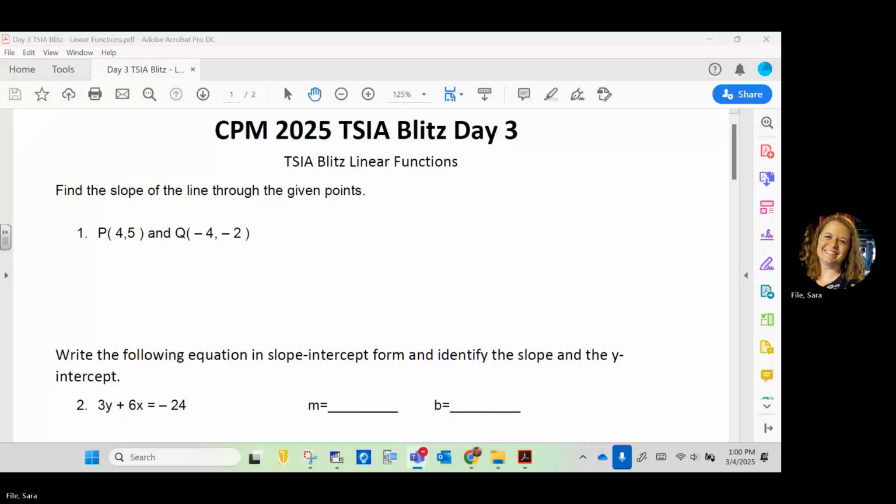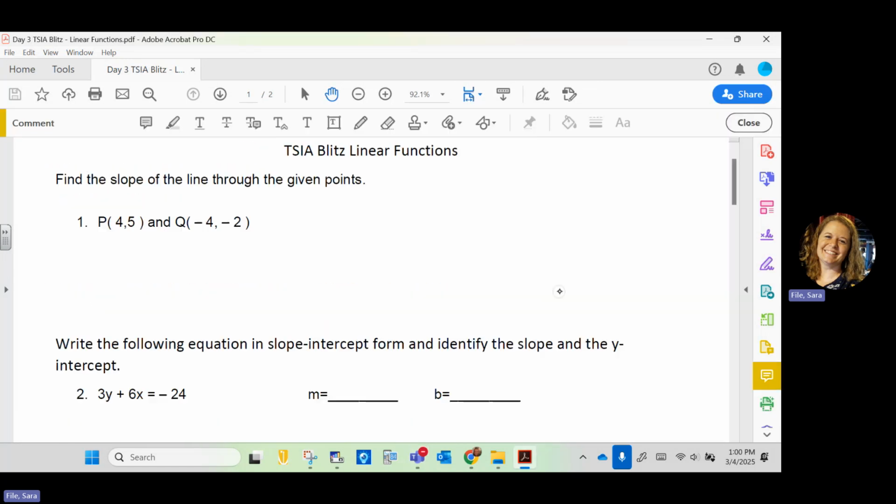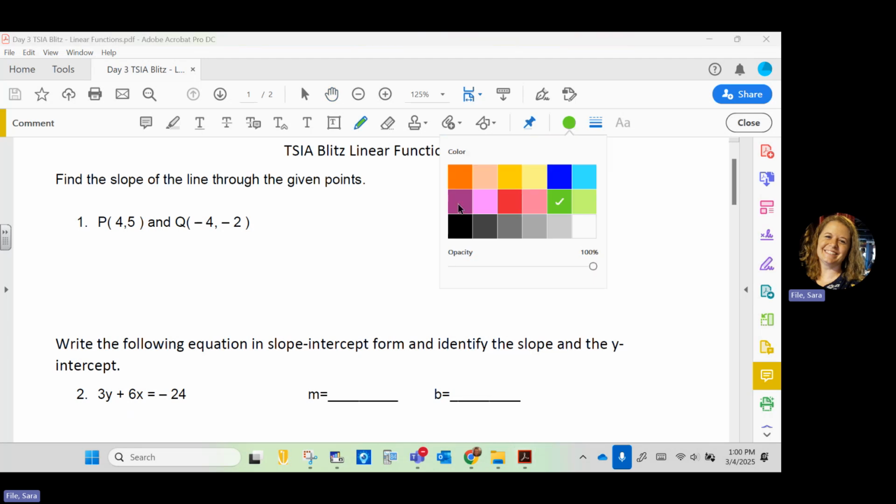Blitz day 3. Our topic today is linear functions. So in this first question, we're reviewing finding slope from 2 points. Now, if you want to, you can have scratch paper, and if you want to actually draw an XY axis and plot these points, you're welcome to do that.